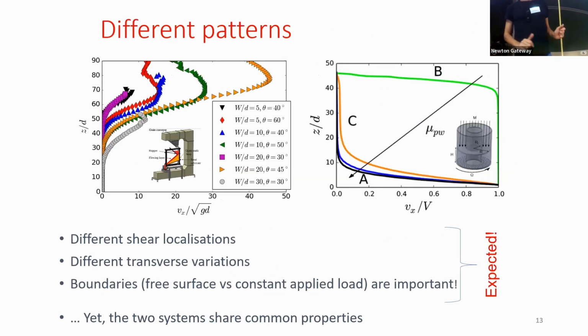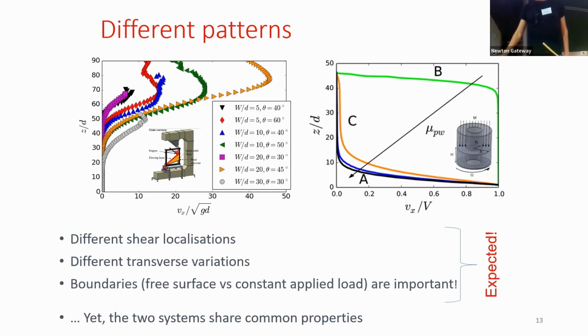So if we want to sum up what is different between these two confined systems, we have different shear localization, we have different transverse variation. This means that the boundaries are very important, because here you have a free surface and here you do not have a free surface, and it changes everything. But if we look at other quantities, we can find some common properties.